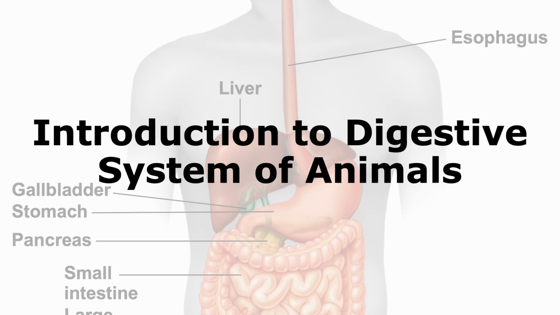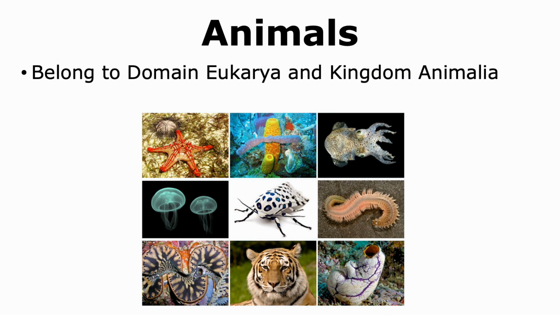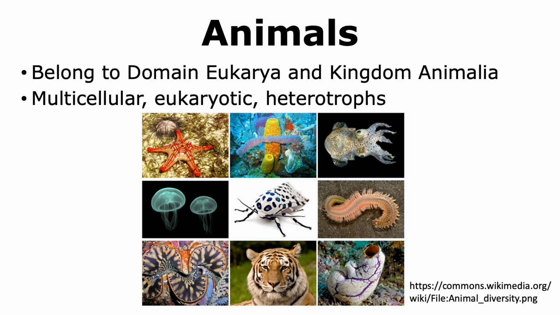In this video, we're going to look at the digestive system of animals. Animals are organisms that belong to the domain of Eukarya and the kingdom of Animalia. All animals are multicellular eukaryotic heterotrophic organisms.